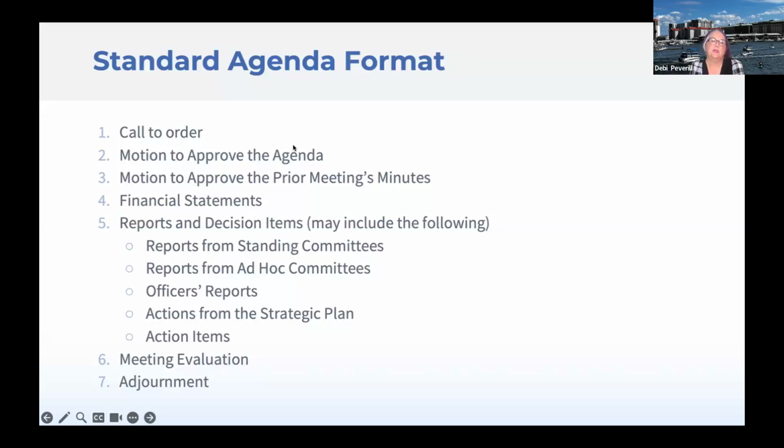But here's an example of a good agenda, I think. And the second last thing here you see is the meeting evaluation. Good meetings will be evaluated. Was this a good meeting? How was it a good meeting? What could we have done to make it better? And then, of course, you have adjournment.